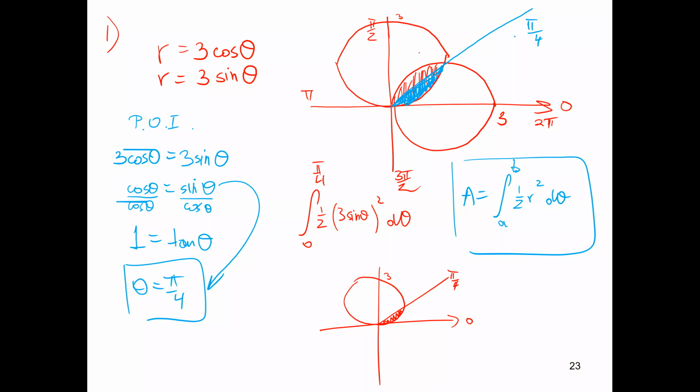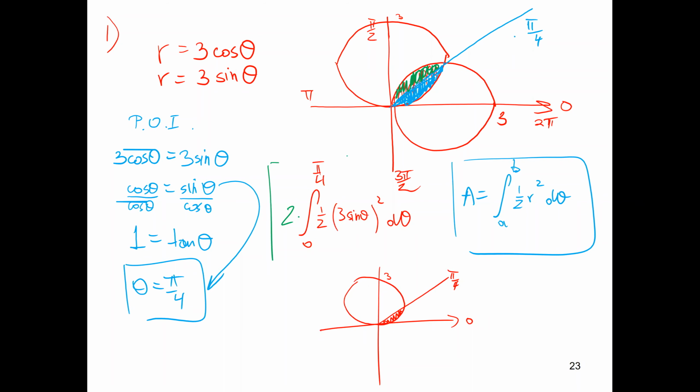And since I want the other half, I can use a different color, the green one. I don't have to set up another integral. I can just multiply by 2. That means the green box is the final answer. We can simplify 2 times 1/2, maybe 9 sine squared theta, but that's everything at the moment, from 0 to 45. We can see that's the region.